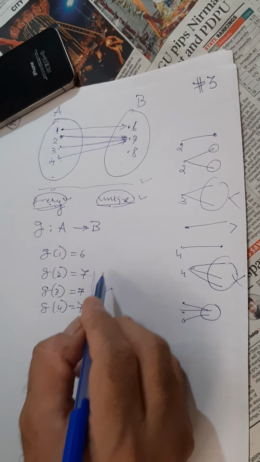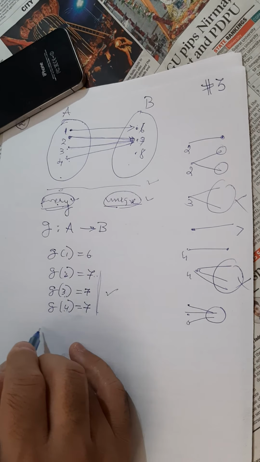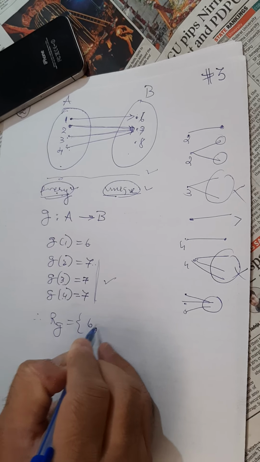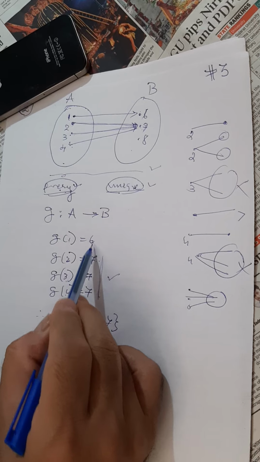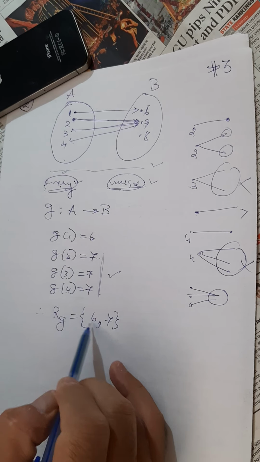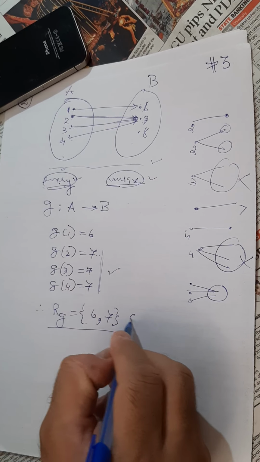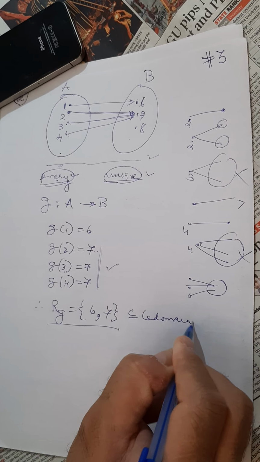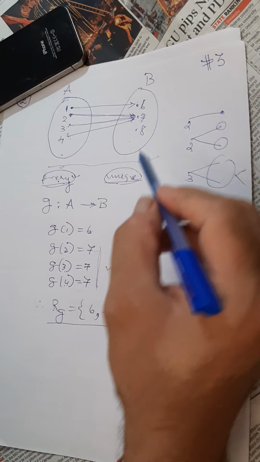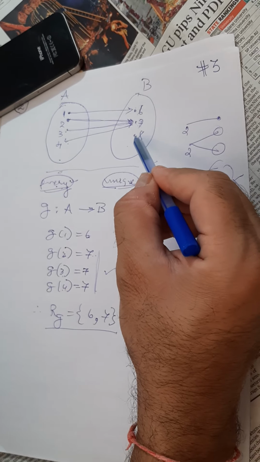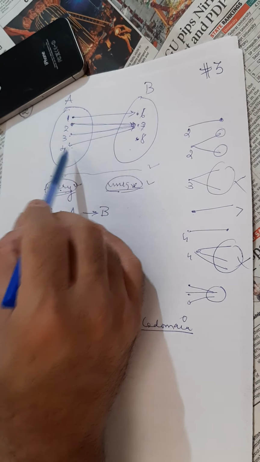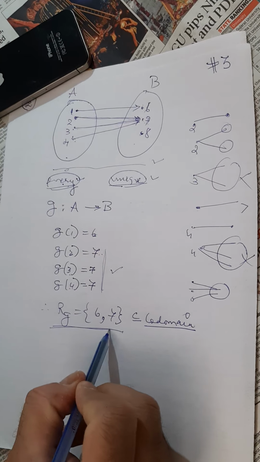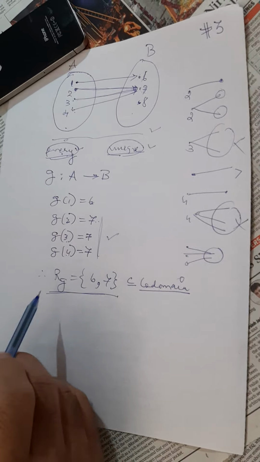It is quite possible. So you can say that the range of the function g is 6, 7. What is the range? The set of images, 6, 7 here. And of course you can notice that it is a subset of the codomain. What is the codomain here? Which is B, and which is 6, 7 and 8. You can have an extra member in the codomain, but not in the domain. If I put 5 here, it is no more a function. So this is a function, remember.